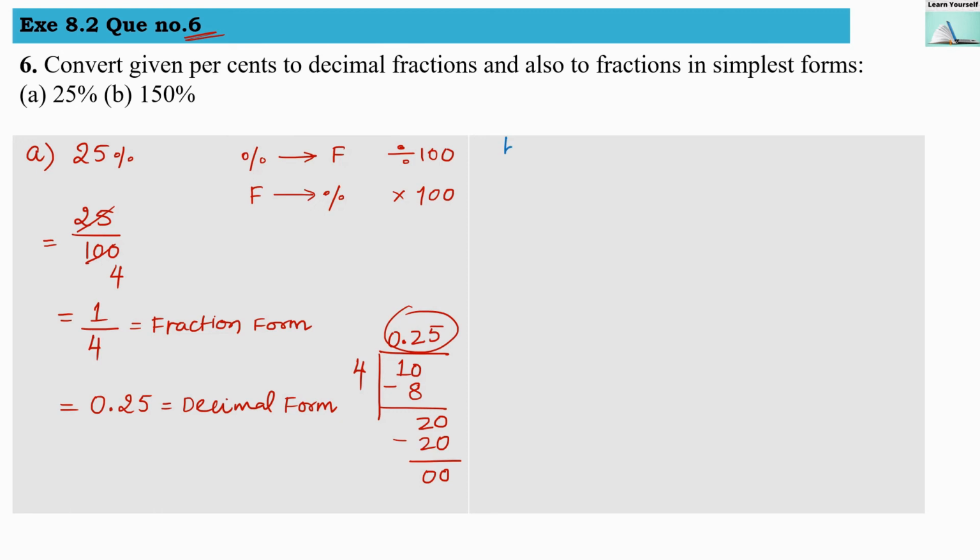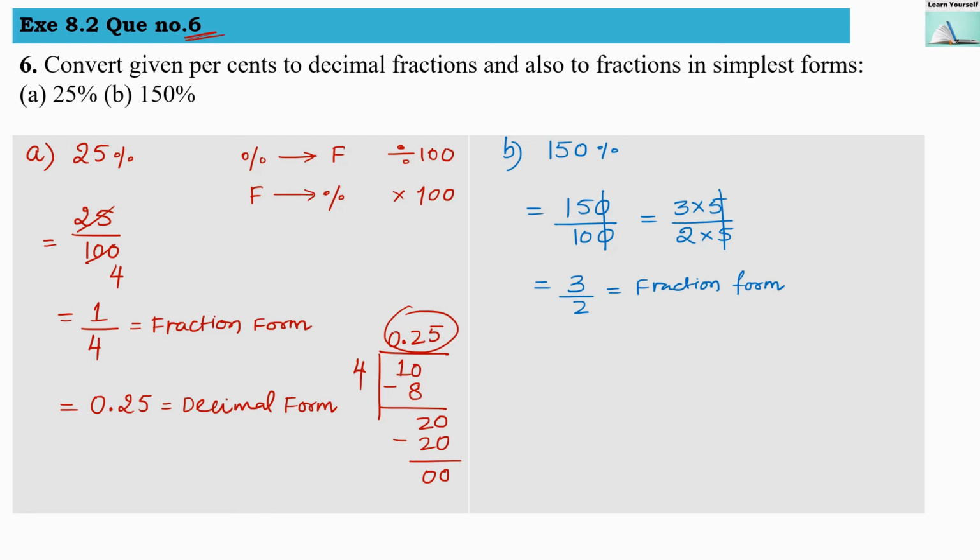Our second numerical is 150%. Let us convert this first into fraction form. So 150 divided by 100. This 0 we can cancel it off and let us simplify this. So 3 into 5 divided by 2 into 5. So we got here 3 divided by 2. So 3 divided by 2 is our fraction form.